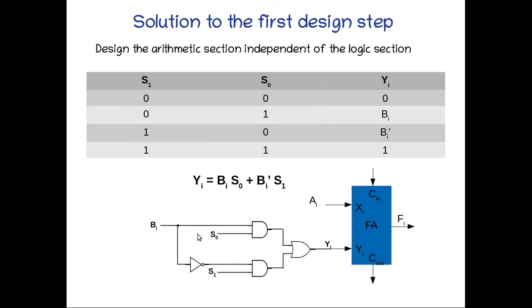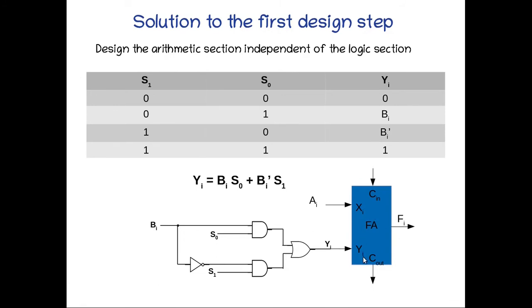So the solution to the first design step, that is, design an arithmetic section independent of the logic section. That we have already done in our design of the arithmetic circuit in the previous classes. We have discussed that. So based on the select lines S1, S0, we can assume that this is our full adder circuit in the parallel adder.